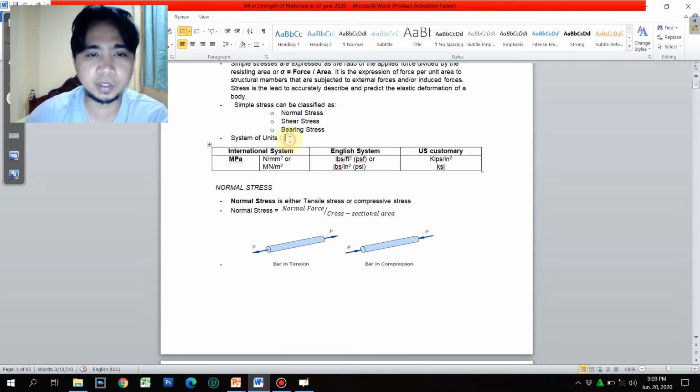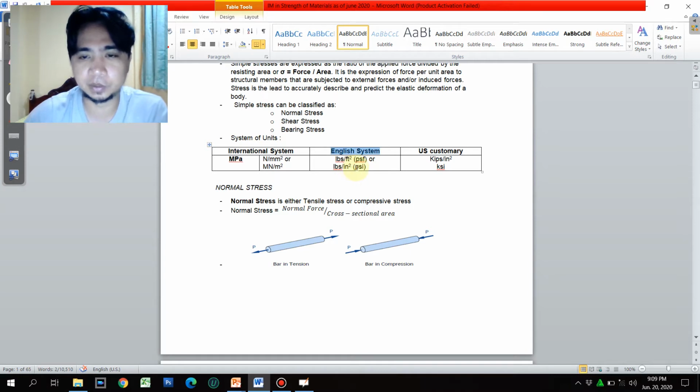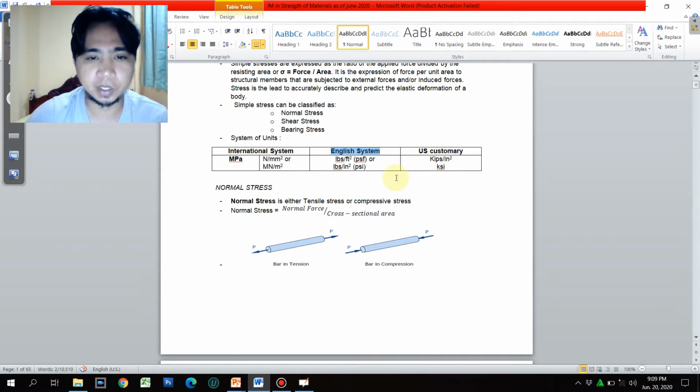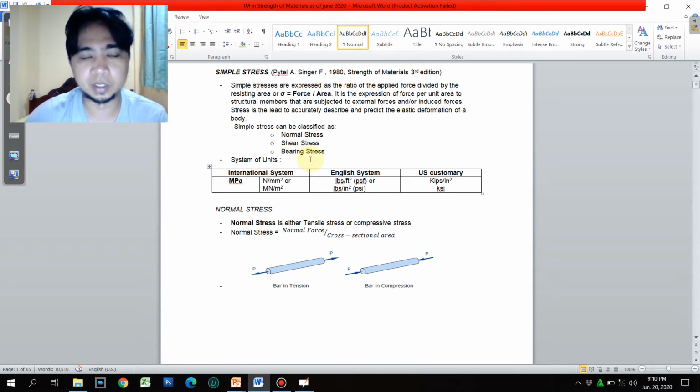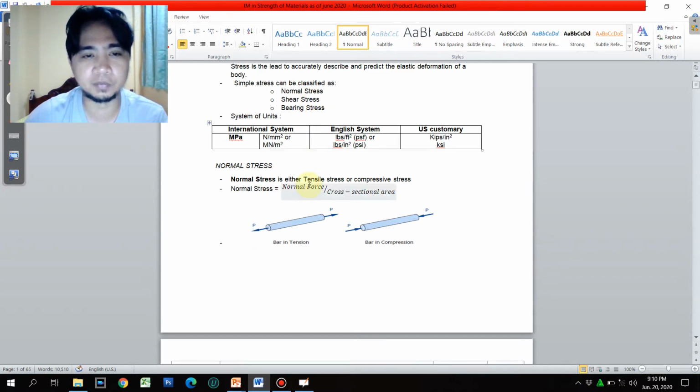As for the system of units, we have SI, English, and US customary. For megapascal, it could be in terms of Newton per millimeter squared or meganewton per square meter. In the English system, it could be in terms of pounds per square foot or PSF, or pounds per square inch or PSI. For US customary, we have KSI or kips per square inch. The basic principle here is just that the force is distributed on the cross-sectional area involved. So let us start with the first one.